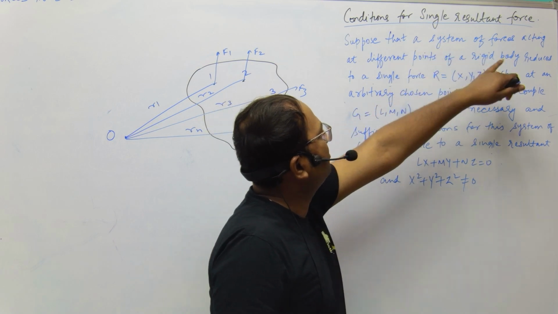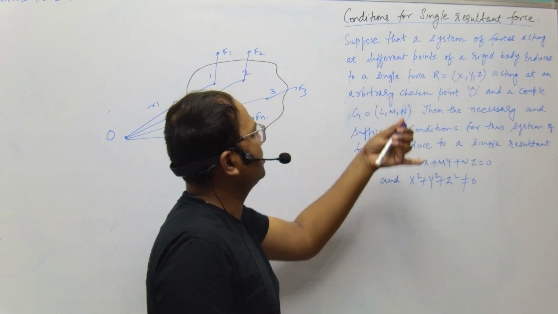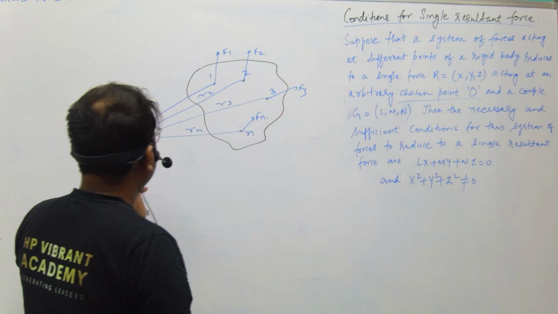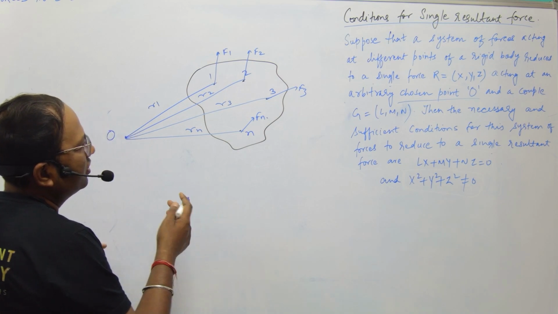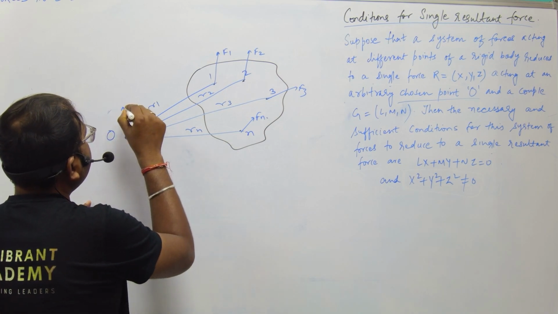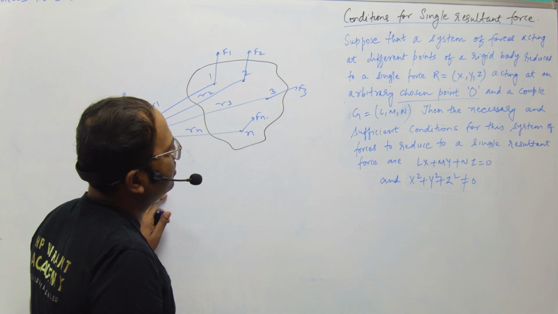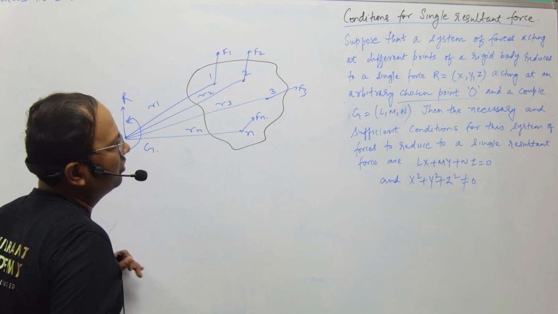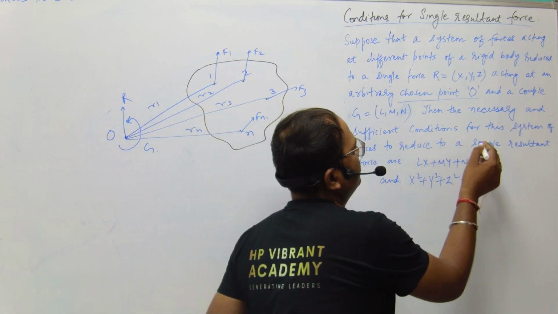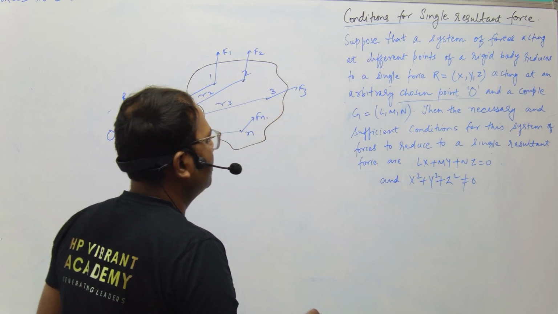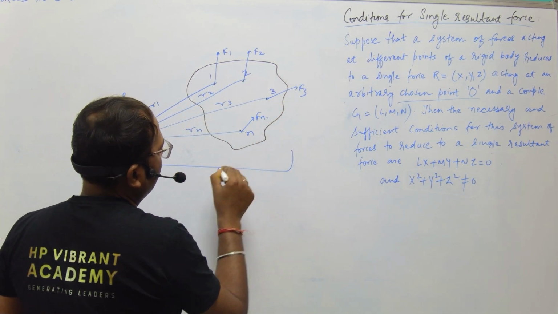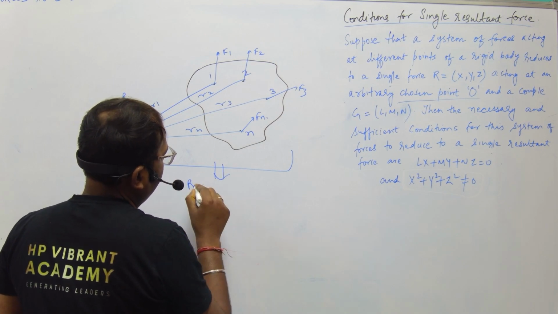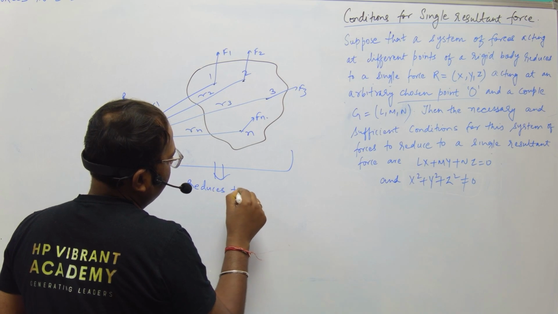We have the system of forces acting at different points of a rigid body, which reduces to a single force R acting at an arbitrarily chosen point O, and a couple G. Then we want the necessary and sufficient conditions for this system of forces to reduce to a single resultant force.